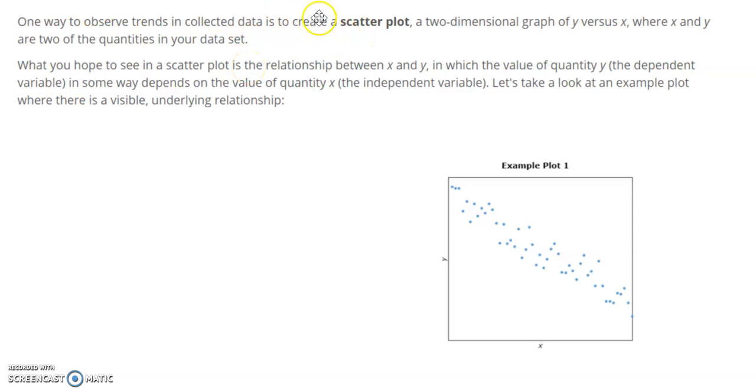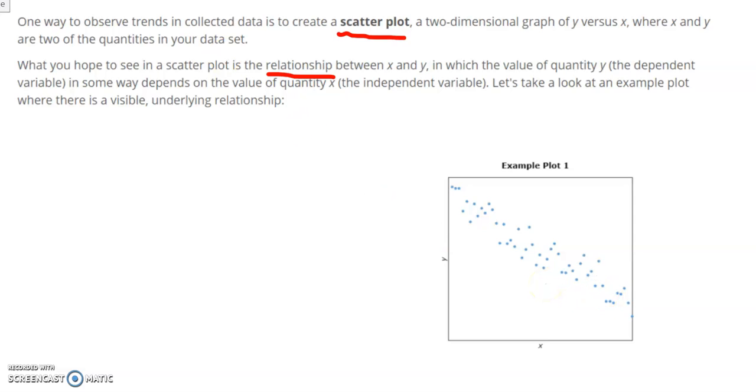What a scatter plot is, is just graphing points. Right here it says it's a two-dimensional graph. We know what x and y is, of two quantities. That's our x and y. So you're looking for a relationship between the x and y values. And you can see right here, this one has a relationship. You can almost see a line developing there, and that's what we're looking for.